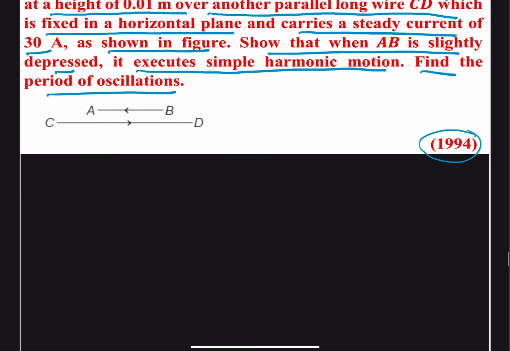So we can carry out the entire discussion in two parts. In part 1, the figure is already given to us. We have wire AB and wire CD, and the distance between the two is given as 0.01 meter, and AB is in equilibrium with CD. The direction of current in both is the same. And in the second part, if we assume that we push the wire AB slightly in the downward direction, coming to A prime, B prime, this distance is our x, and CD is fixed.